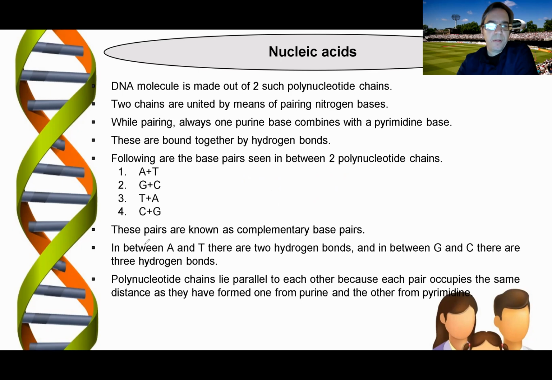It's important to remember the different types of bonding: there are 2 hydrogen bonds between adenine and thymine, and 3 between guanine and cytosine.